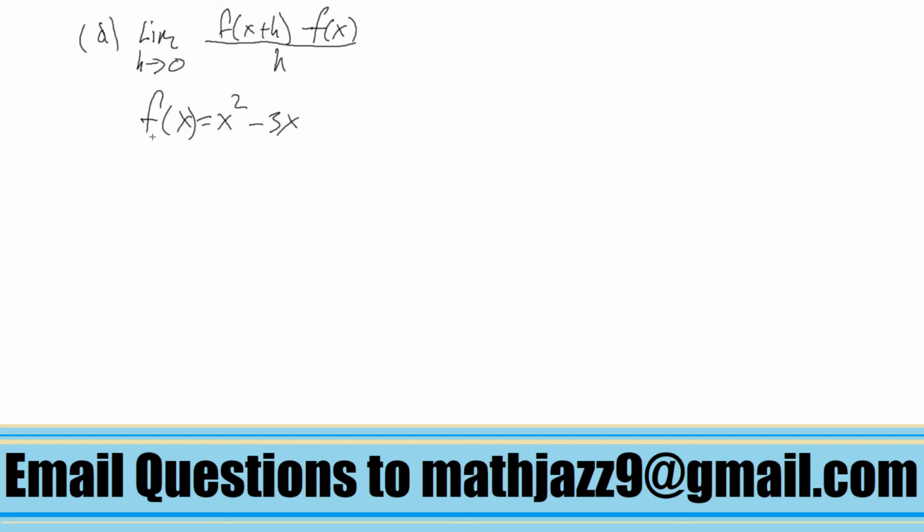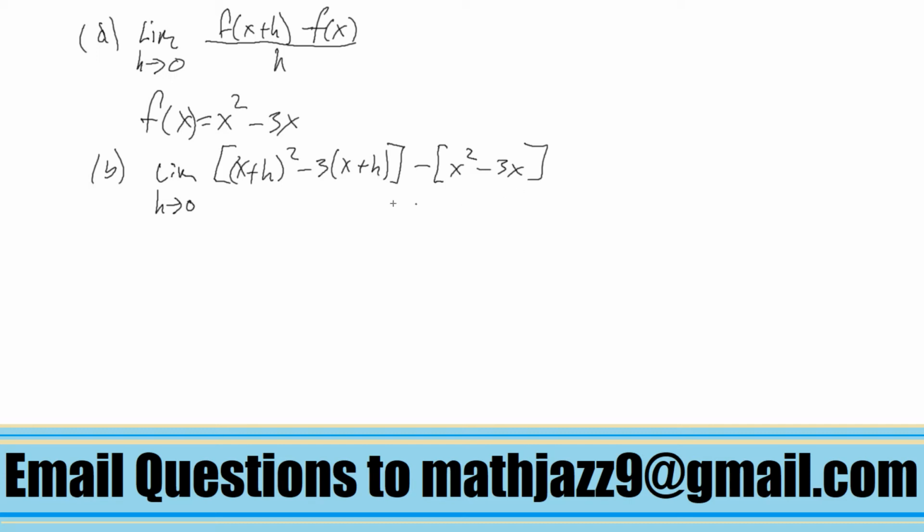Part B, we just plug this function into the definition, so we get the limit as h goes to 0 of x plus h squared minus 3 times x plus h. This is our function with x plus h plugged into it. We want to subtract off our function, so that's x squared minus 3x. And then we divide by h. So this is part B, just setting up this limit.